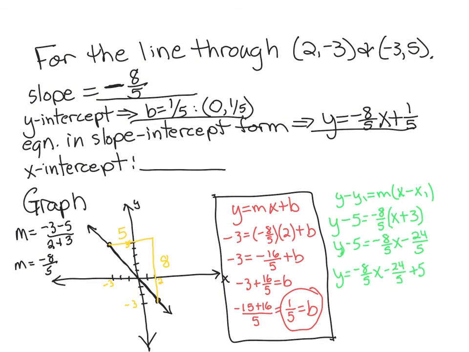plus 5. Common denominator, I have to multiply, hold on, let me change my color. I have to multiply this by 5/5 to get the common denominator. That means my numerator is 25. I get y equals minus 8/5 x minus 24/5 plus 25/5 gives me plus 1/5. And there is the equation.